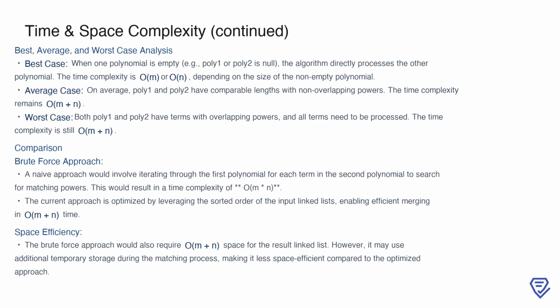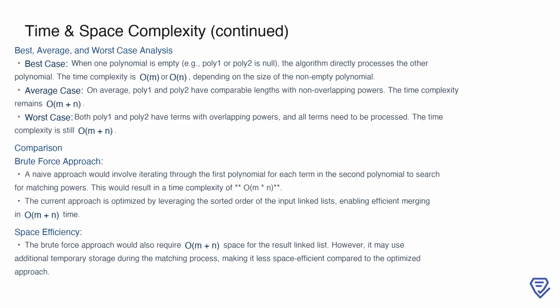The performance of the algorithm can also be analyzed across different cases. In the best case, if one polynomial is empty, the algorithm simply processes the other polynomial. Here, the time complexity becomes O(m) or O(n), depending on the size of the non-empty polynomial. In the average case, we assume that the two polynomials have comparable lengths and that their terms have non-overlapping powers. The time complexity remains O(m + n), as each term is processed exactly once.